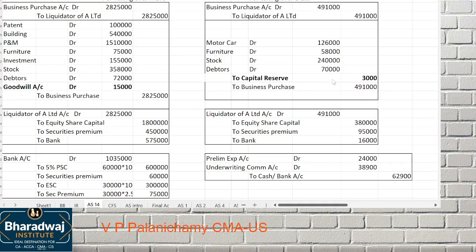Any doubt in it? Tell me. Goodwill balance sheet 15,000 will appear. Old balance irrelevant. The capital reserve 3,000 will come in the balance sheet. Take up this and try to prepare the balance sheet. That liquidation expenses should be borne by which company? Selling company.